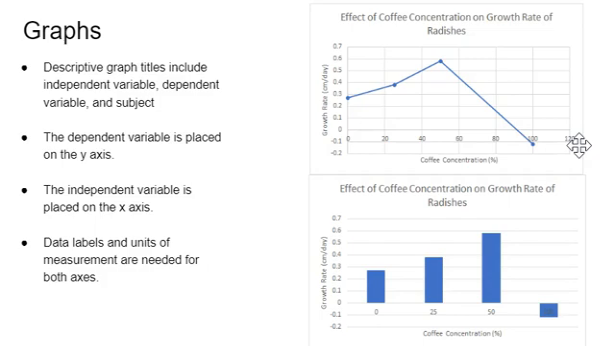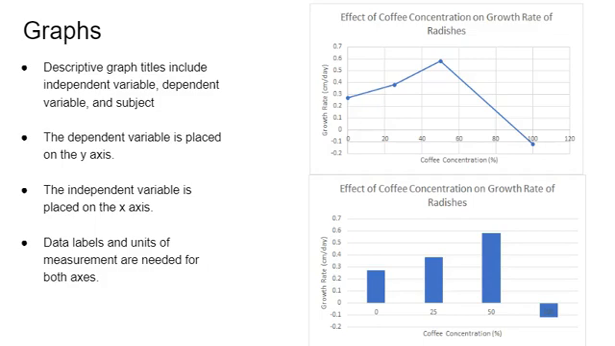However, sometimes students can also display continuous numerical data in a column chart, and that is what's shown at the bottom. Here we have different coffee concentrations, and we display those values in a column as opposed to a line. Regardless of the type of graph that you choose to create, there are a few things with graphing that need to be consistent in order for the graph to be effective.